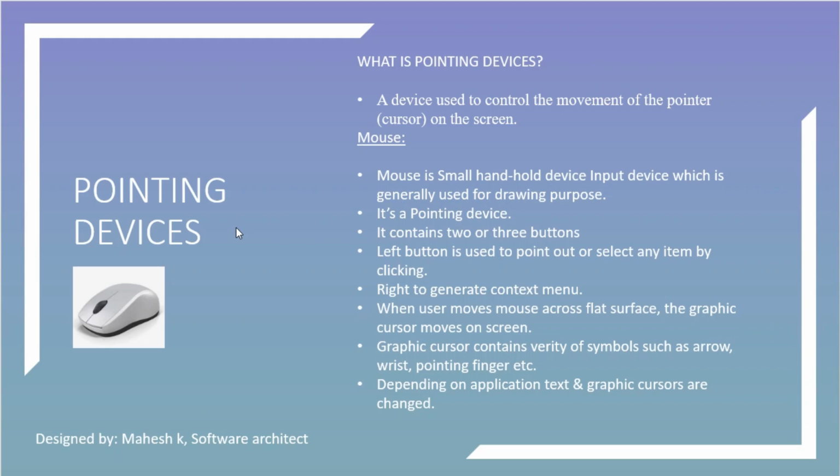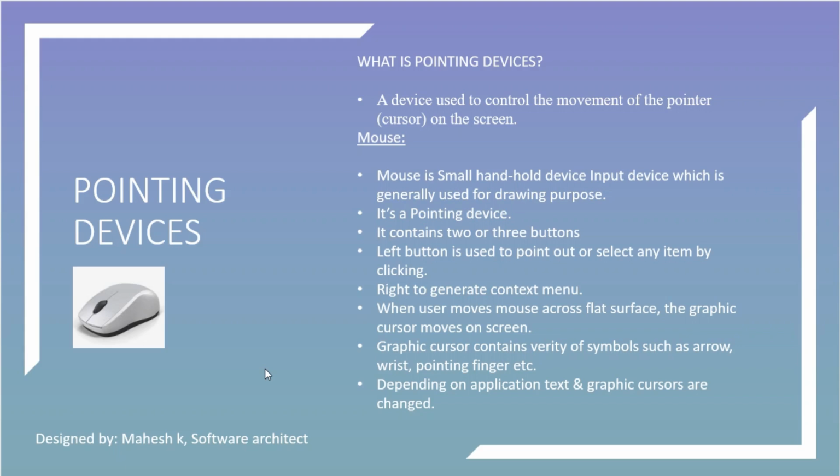The first, primary and most important pointing device is the mouse. If you can see the pictures of what the mouse looks like, both wired and wireless types of mouse are available in the market, some Bluetooth based and some wire based. A mouse is a small handheld device which is generally used for drawing purposes. Basically, all pointing devices come under input devices, because through the pointing device also we are giving some input to the system.